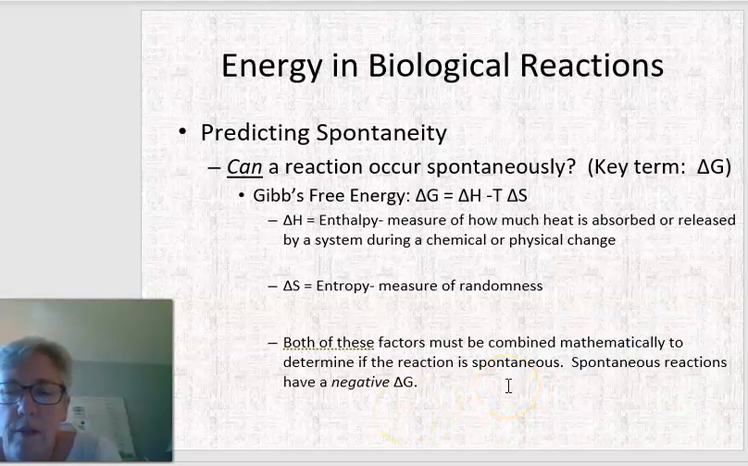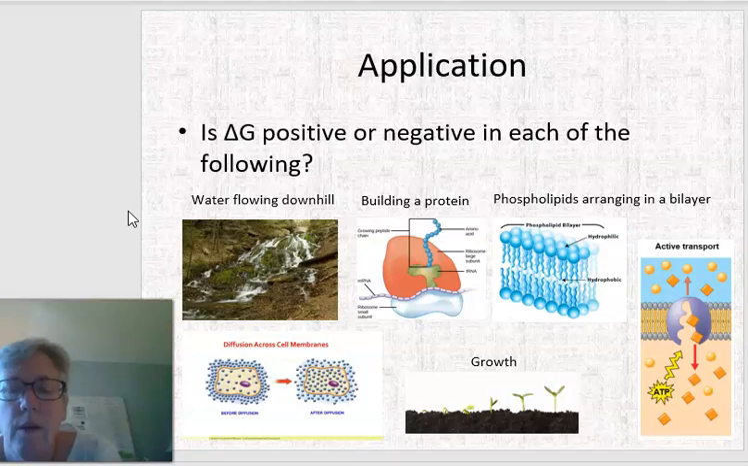You have to think about both enthalpy and entropy when you try to decide about delta G, when you're trying to decide if some biological reaction is going to happen spontaneously or not. Let's see here, I guess we can talk about this one more time. Water flowing downhill, if we think that's happening spontaneously, would have a negative delta G. Remember, spontaneous reactions have a negative delta G. Diffusion is spontaneous. That would have a negative delta G. Growth requires energy. That is non-spontaneous.